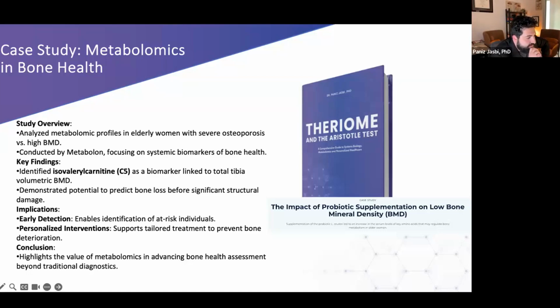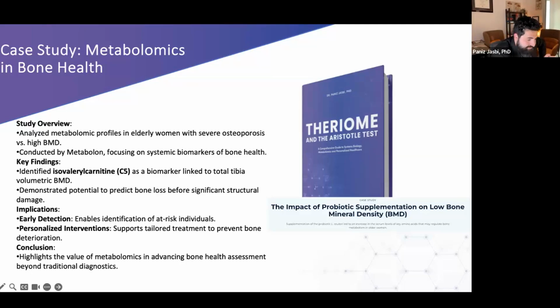They found some key things. They discovered isovalerylcarnitine, the C5, carbon 5, as a metabolite. It correlated with total tibia volumetric BMD, and it's suggestive of its role as a potential biomarker for detecting bone loss. And this is a really good use case for metabolomics. This early detection is enabled by biomarkers like this C5 that can help identify individuals at risk of osteoporosis well before the structural damage begins to occur. And then insights from metabolomics, of course, will allow tailored strategies to prevent this bone deterioration and subsequent fractures.